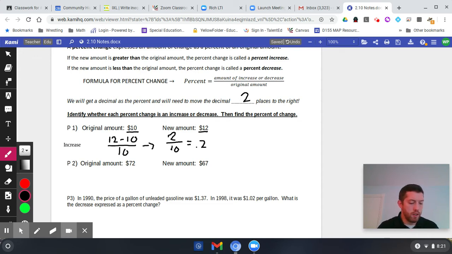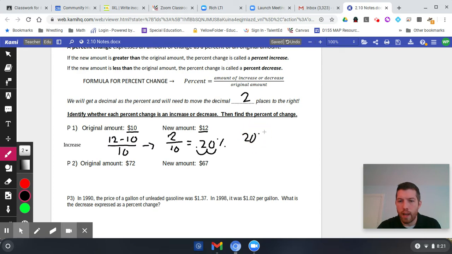So what we need to do is move it 2 places to the right. You guys might remember back in the day when your teachers would go like this and make these arrows, and whenever there was an empty spot, we'd put in a 0. So we're moving it 2 spaces to the right, we're going to add a 0, and instead of the decimal point now, we're going to do a percent sign. So our answer is actually 20%.